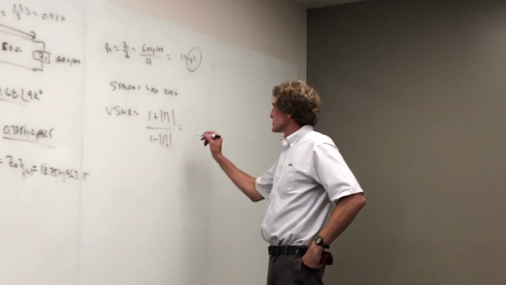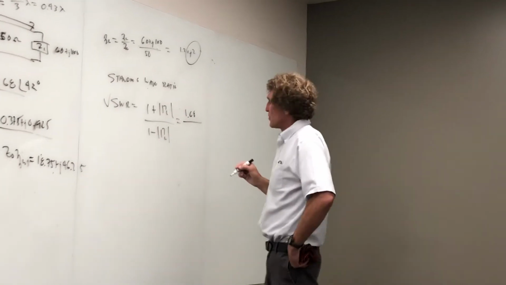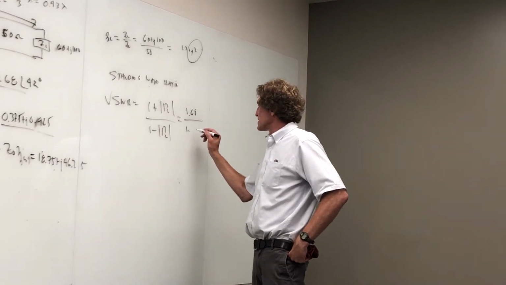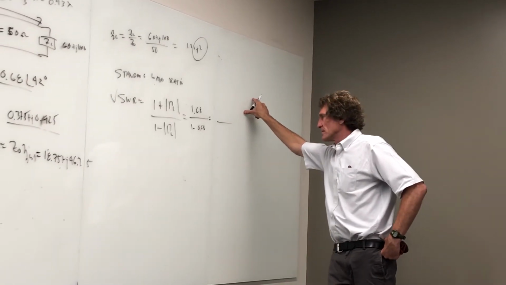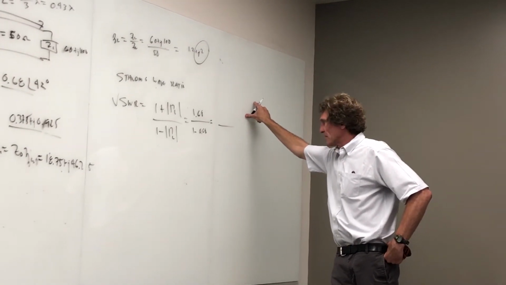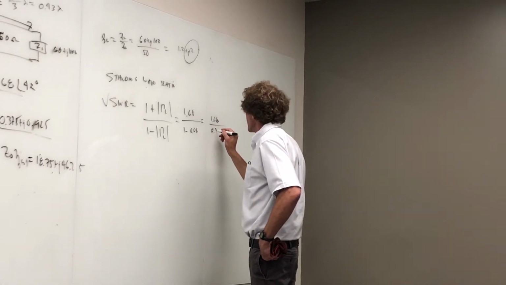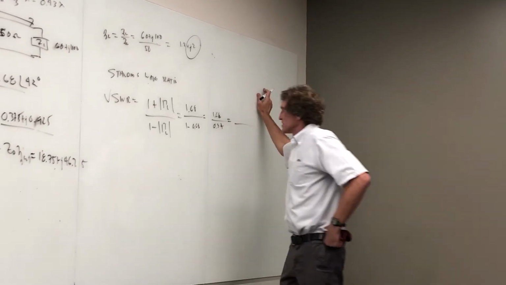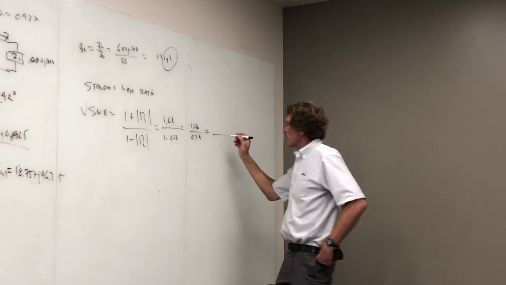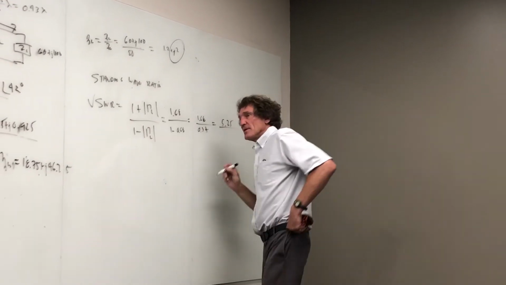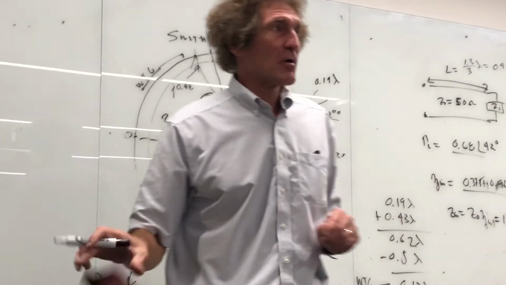Remember, it's a magnitude, so it's actually 1.68 here, because the reflection coefficient is 0.68, and then it's 1 minus 0.68 here. So it's 1.68 over 0.34, and I don't know what that is, but 5 maybe? 5.25. But here's how you get it on a Smith chart without any calculation or an approximation.